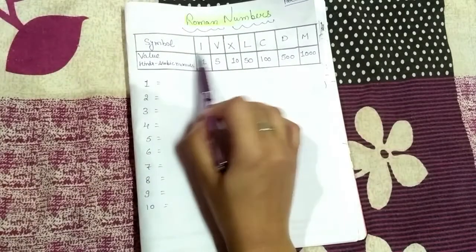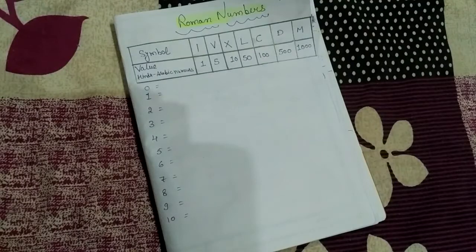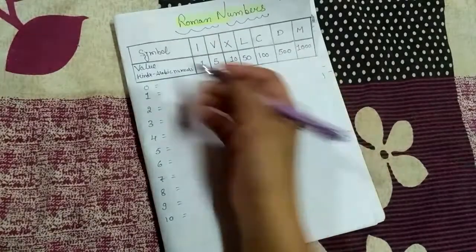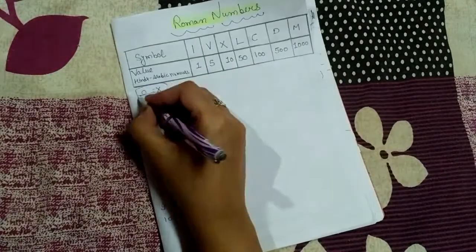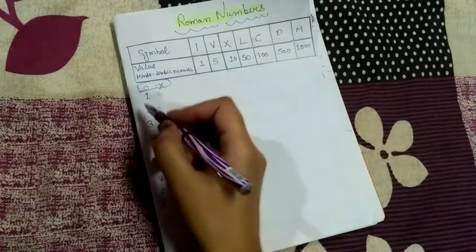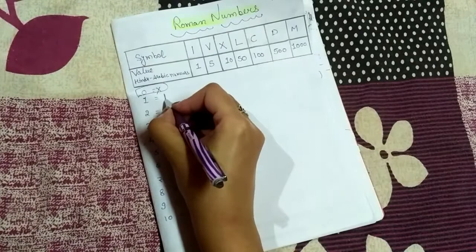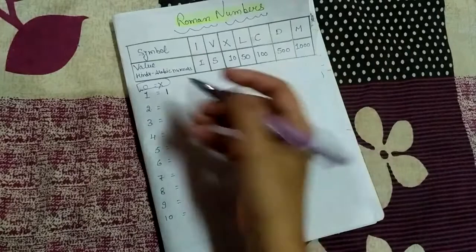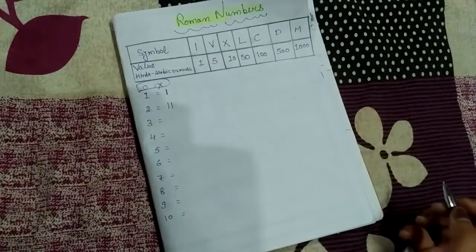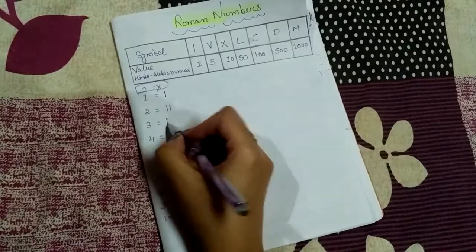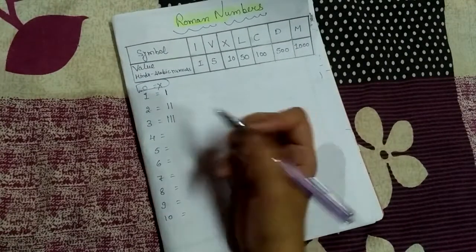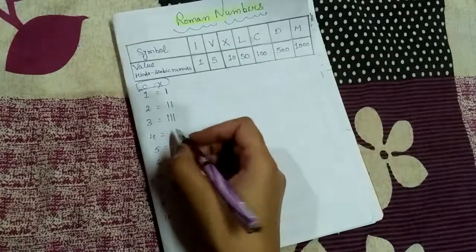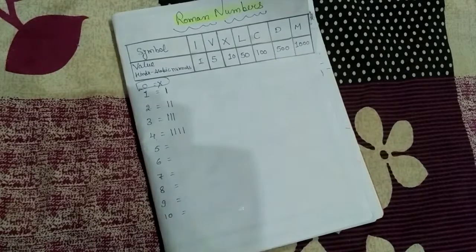And these three, I, V, X. For zero, Romans don't have any symbol. The reason is that zero was not even discovered. So for one, they will write I. For 2, they will use two I's. For 3, they will use three I's. For 4, there is no symbol either, so we would write 1, 2, 3, 4 I's.